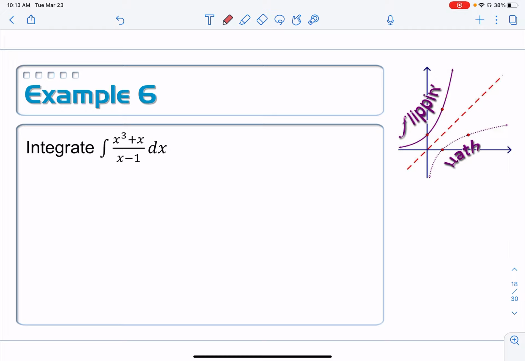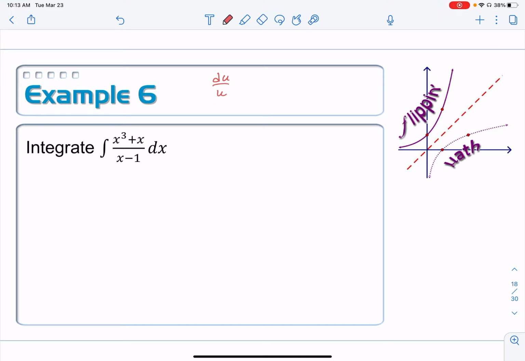Next up, for example 6, integrate. We have the antiderivative of (x cubed plus x) over (x minus 1) with respect to x. Okay, notice if you will, this one is violating the principles that we've established so far, where the numerator's degree is bigger than the denominator's degree. So this one is not going to be of the form du over u kind of business, right?